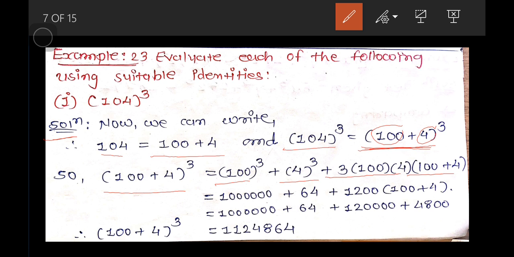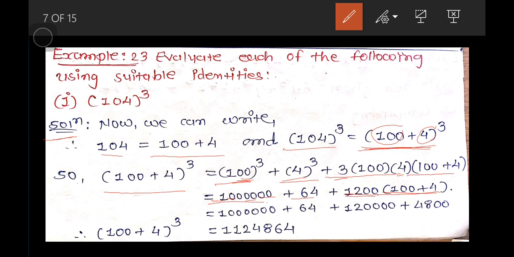To find the cube of 100: the cube of 1 is 1, and we put 2 zeros three times, one time, two times and three times, then we can easily find the cube. If the last digits are 0, then you can find the cube of such numbers this way. 4 cube is 64, 3 into 4 is 12, 12 into 100 is 1200, into (100 + 4). Now we multiply this product.